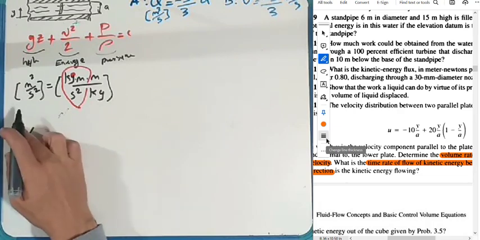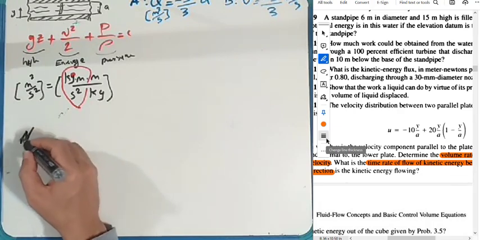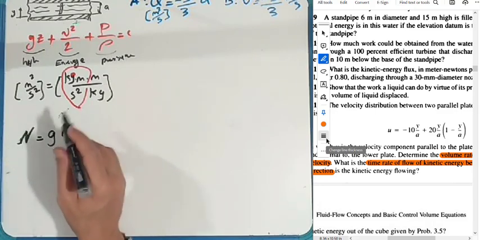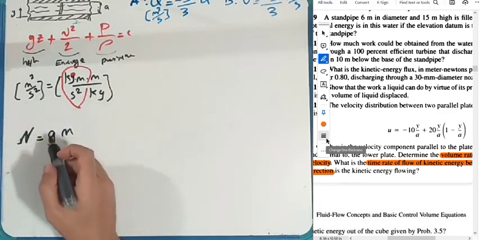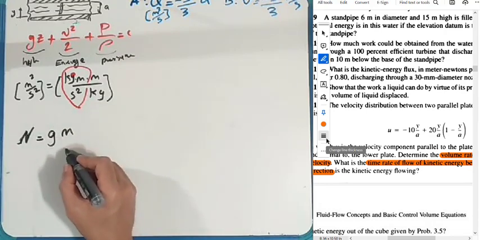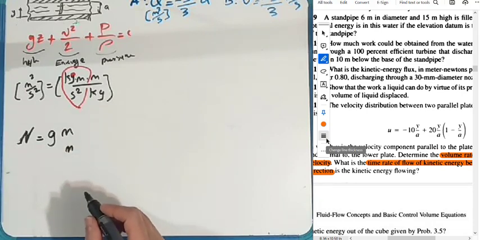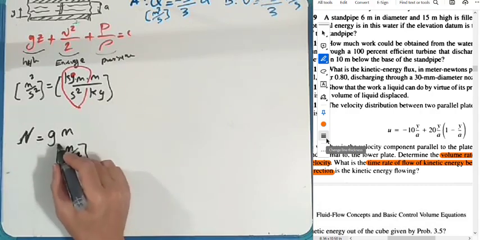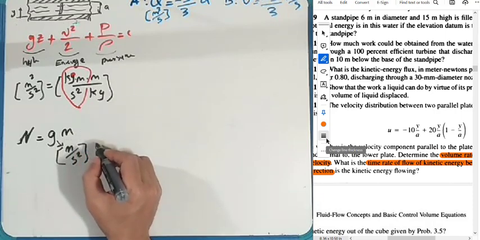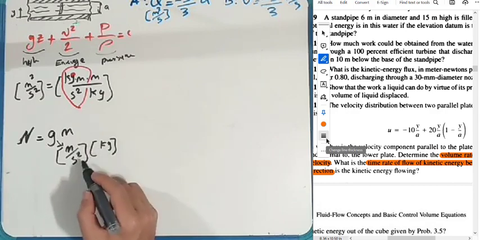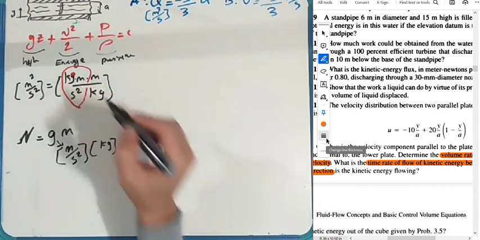Newton equals G multiplied by M. M is mass, and this is gravity. Okay. M per S square for this one, and kilogram for this one. Meter kilogram per square will be like that.